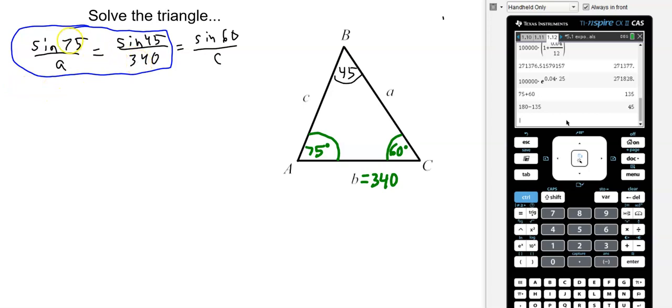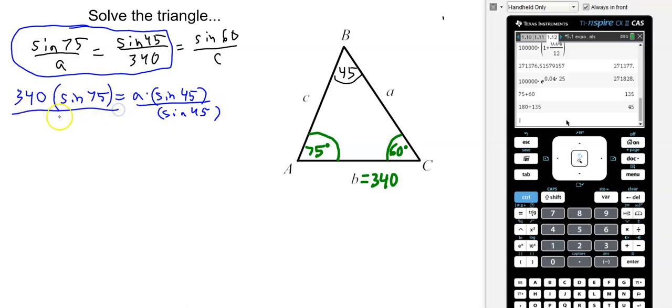I like to put the number in front. So instead of sine of 75 times 340, I think it's safer to put the number, the coefficient, in front, times the sine of 75, equals A, again, I put the number in front, times sine of 45. And you're almost done, right? We're going to solve for A, so we're going to divide by the sine of 45. And that nicely cancels, and you get that.